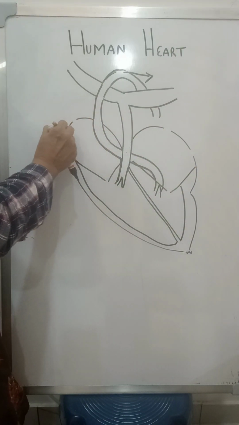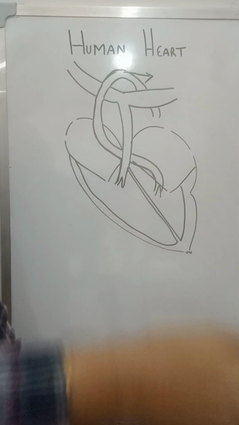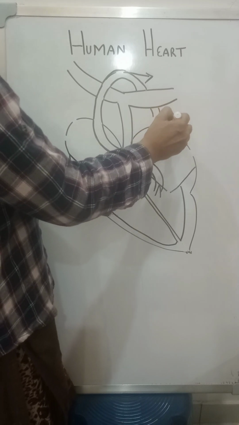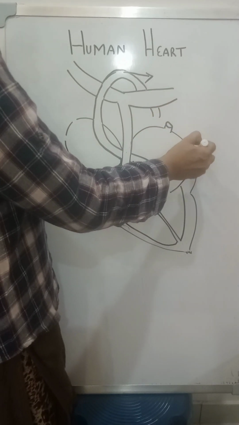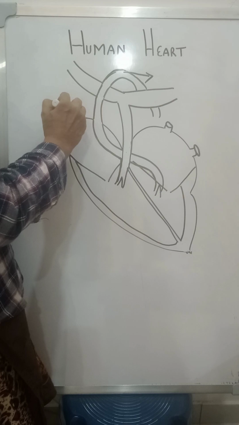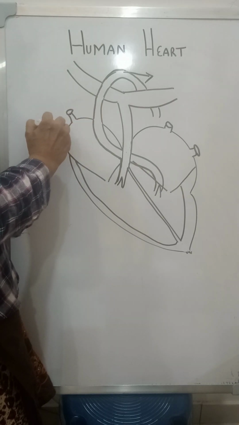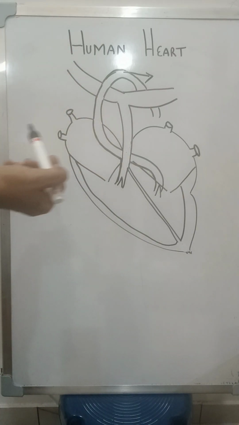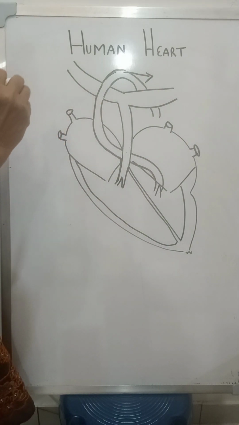Now we have to draw the letter A four times. Actually, this letter A shows veins, blood vessels. It is coming to the heart, so the name veins.